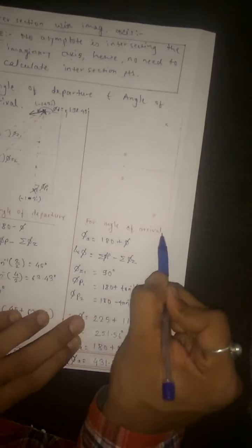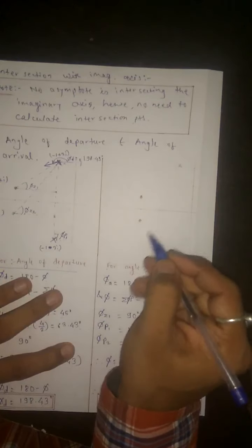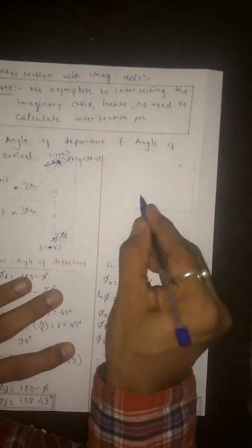As well as we have a complex zero. So again we need to calculate the angle of arrival. For the angle of arrival, again I have considered one graph, that is the S plane, shown here, two complex poles and two complex zeros. For the angle of departure we considered the complex pole, and for the angle of arrival we need to consider the complex zero. So among these two you can decide a position where you want to calculate the angle of arrival. So here or here you can decide.